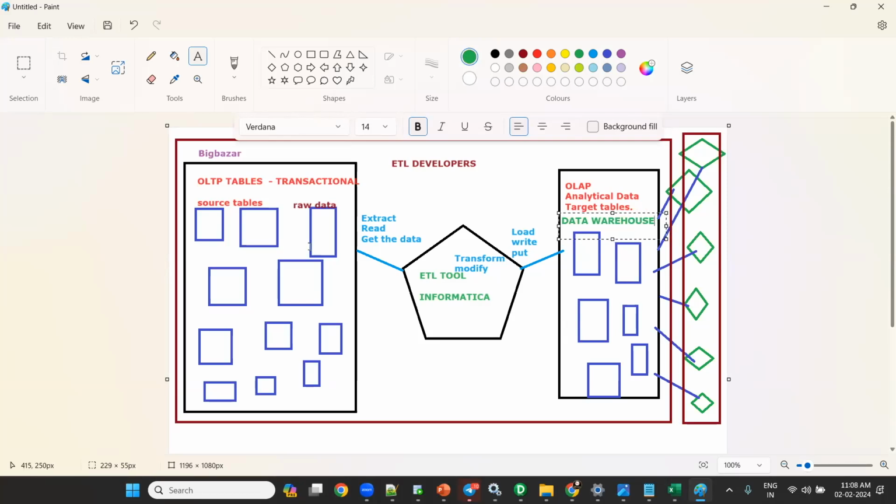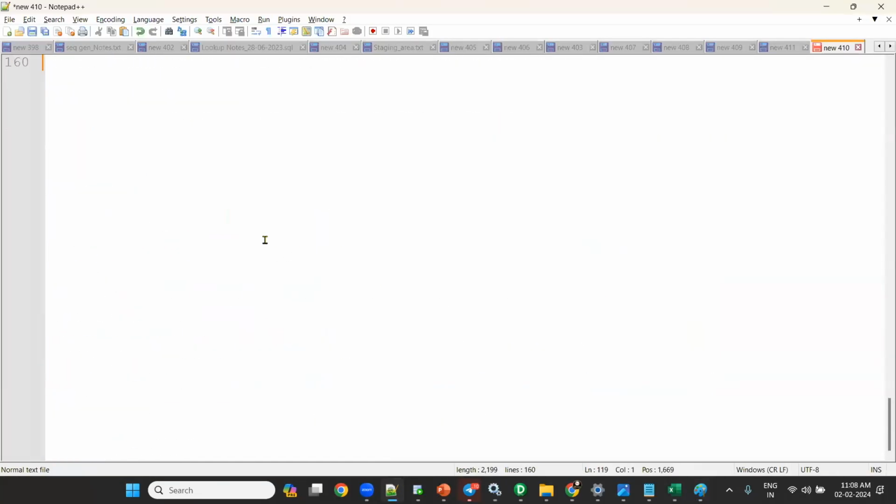We will take the raw data and load it into OLAP tables in the data warehouse. Understood? The data warehouse contains analytical data, online analytical processing. Now, what are the different ETL tools available in the market?